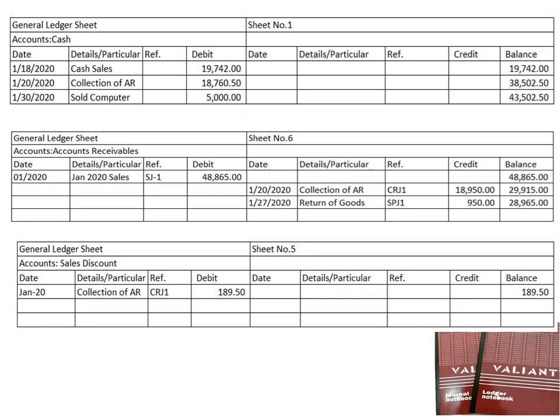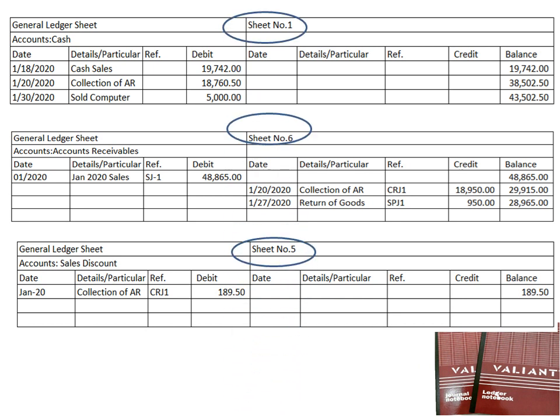But take note, returns of goods are not recorded in our cash disbursement journal. Our cash receipts journal is recorded on our sales journal, unless we need to pay for cash. Next, we also have the sales discount. We have collection of AR, 189.50. And then the balance is 189.50. So that you would be able to put that on our income statements to see what discounts did you avail.